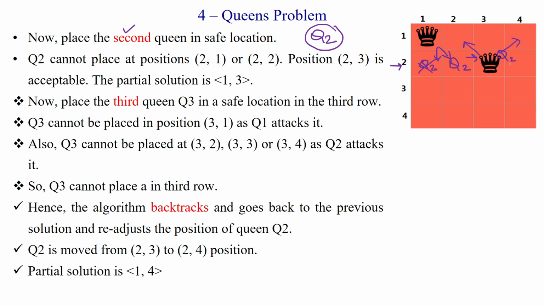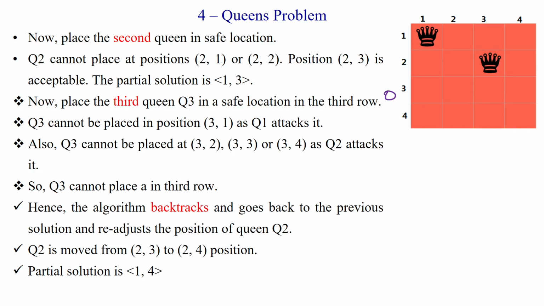Here the diagonal position also does not have queen 1. The right side diagonal need not be checked, because we have not yet moved into the right side positions; the previous queens are placed in the previous columns. So queen 2 is placed at 2,3. Now the partial solution is: for queen 1 the first column, for queen 2 the third column. Now we have to check where to place the third queen.